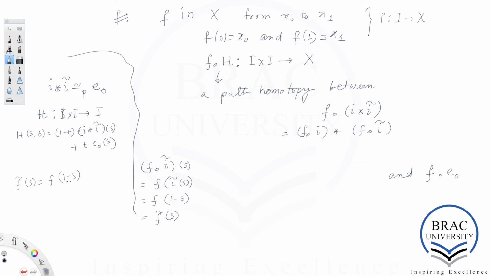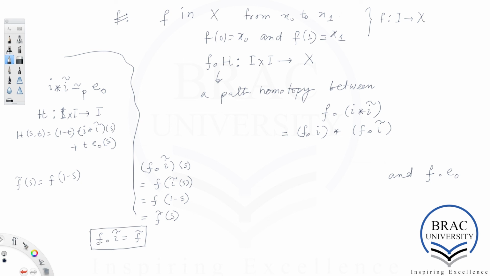Good. I think in the note I have made a mistake. It should be f of 1 minus s. So you have to be careful while reading through the notes. It's f of 1 minus s. So f of 1 minus s is equal to f twiddle of s. So we see that f composed with I twiddle is equal to f twiddle, the reverse of f. This is one thing.